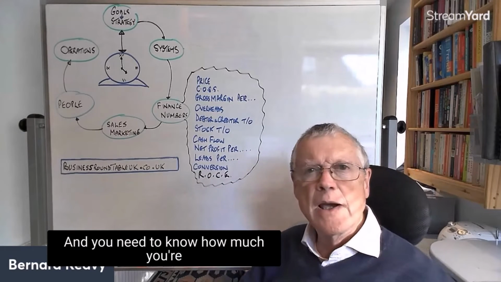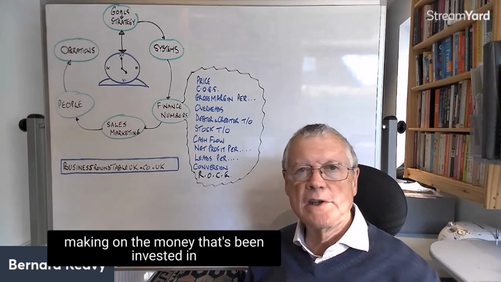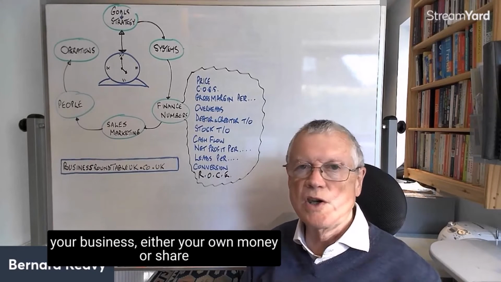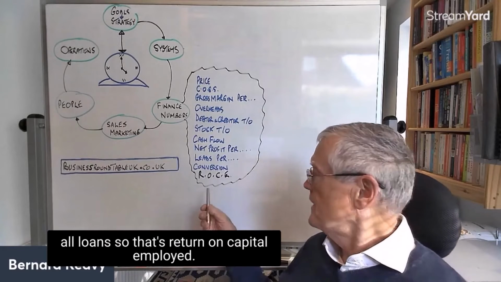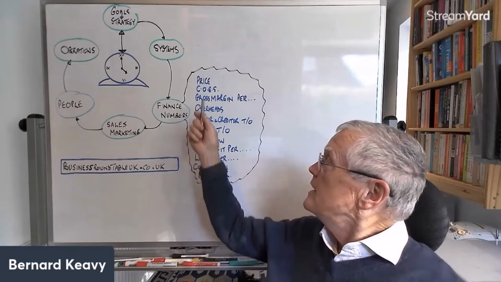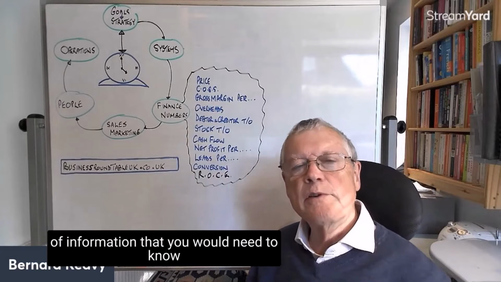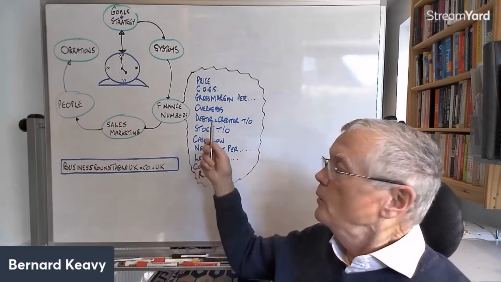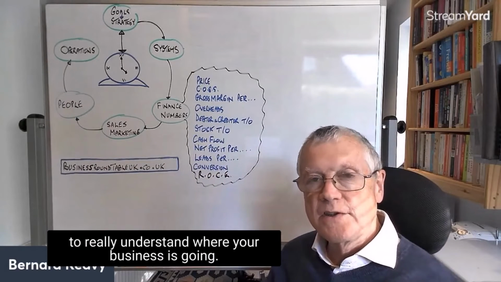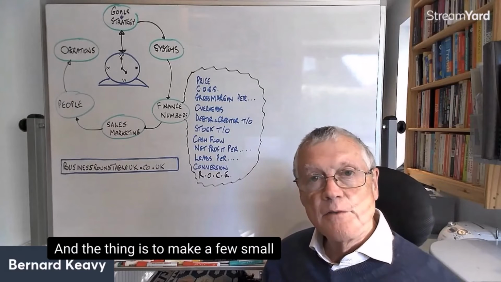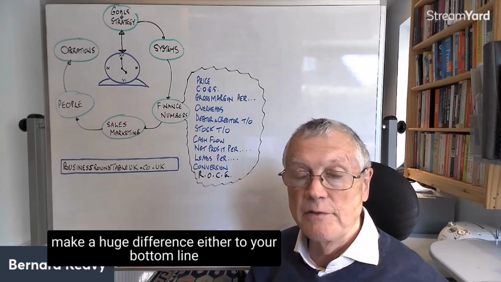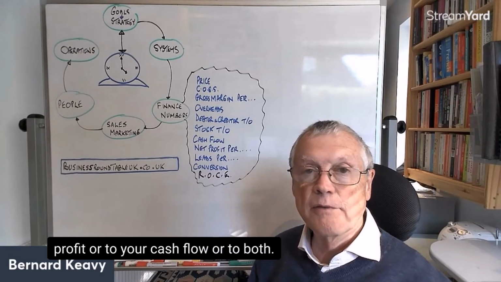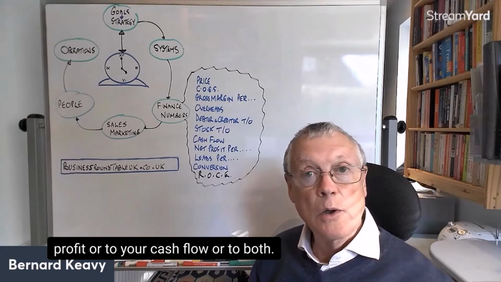And you need to know how much you're making on the money that's been invested in your business, either your own money or share capital that you've provided or other people have, or loans. So that's return on capital employed. That's just a selection of the sort of information that you would need to know to really understand where your business is going. And the thing is, to make a few small improvements in some of those key areas would actually make a huge difference, either to your bottom line profit or to your cash flow, or to both.